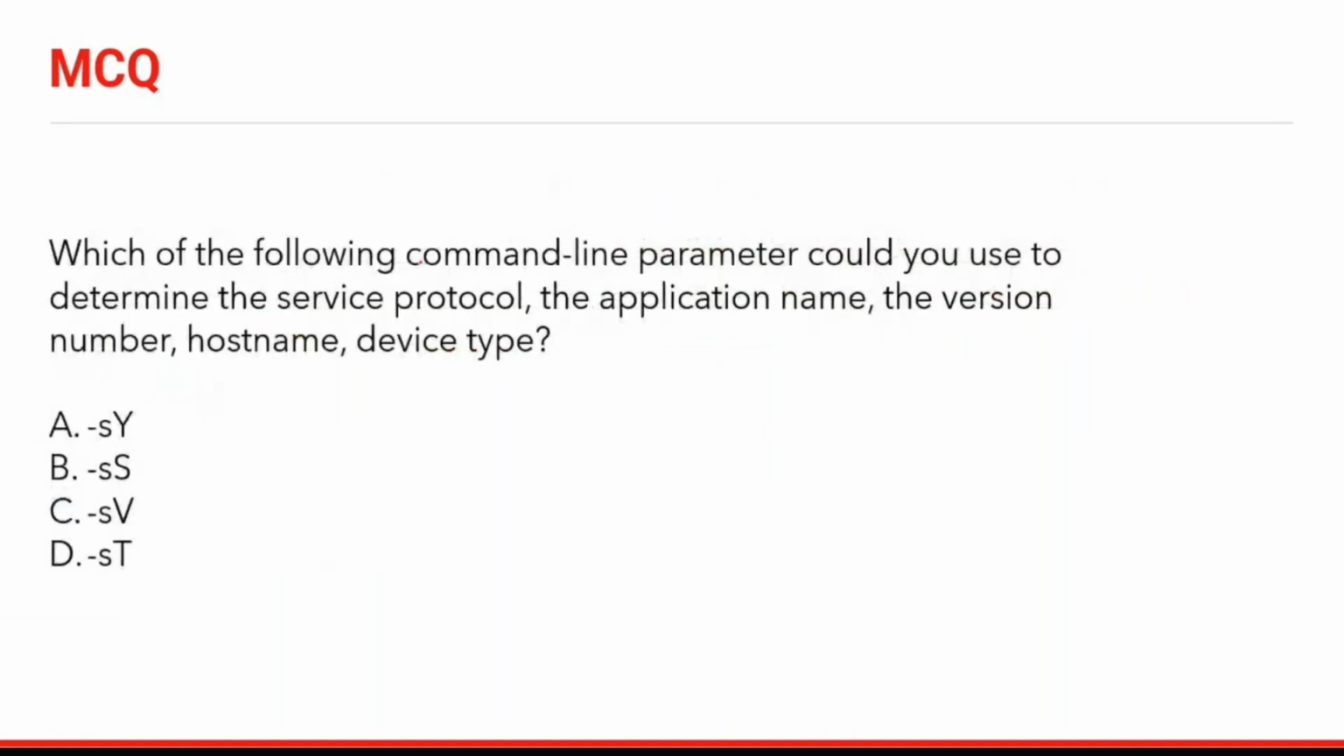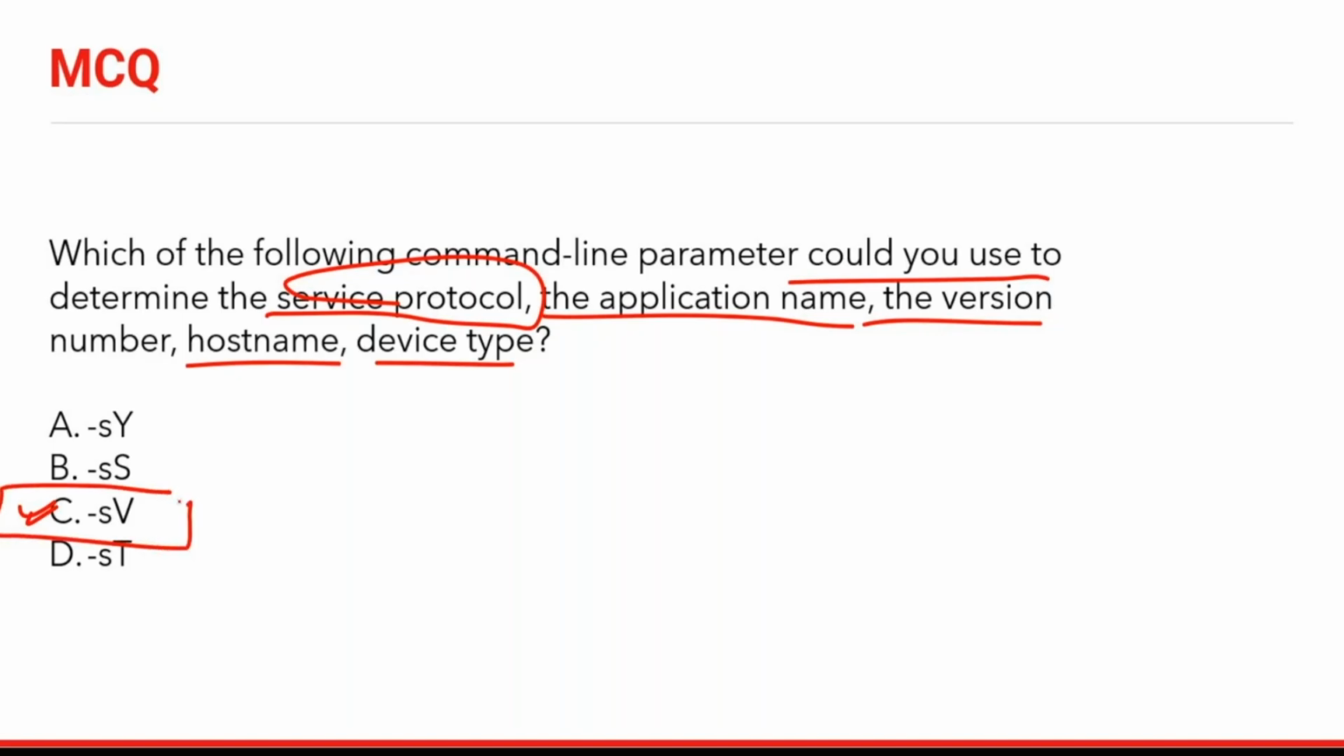Which of the following command line parameters would you use to determine the service protocol, the application name, the version number, the host name, and the device type: A, B, C, or D? And that is C. That is hyphen capital S capital V.